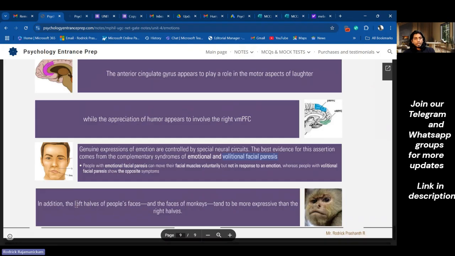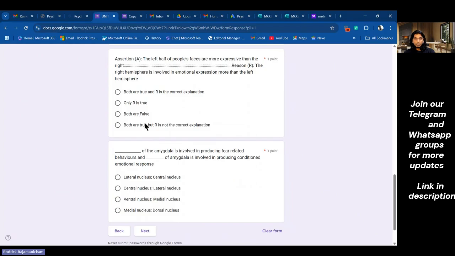All right. So the left half of people's faces, and even in other primates, is more expressive. So you'll find that people are able to understand and express emotions more with that side. So that is one of the reasons. So both A as well as R, assertion and reason, are correct, and it is the explanation also.